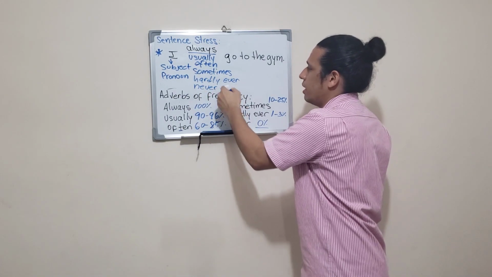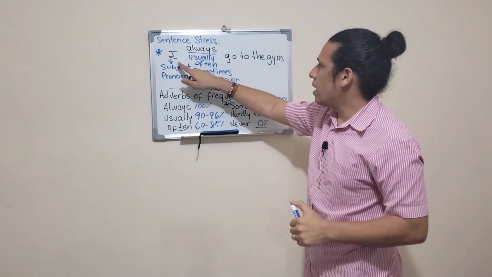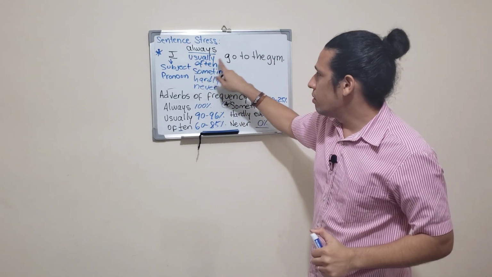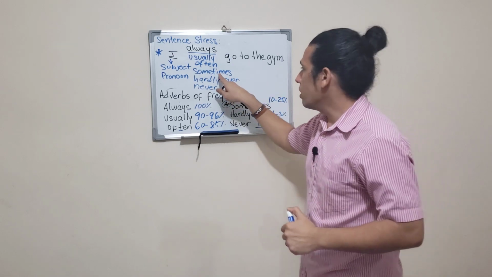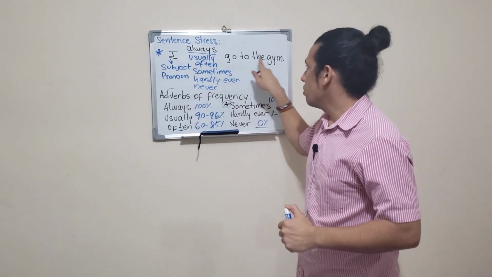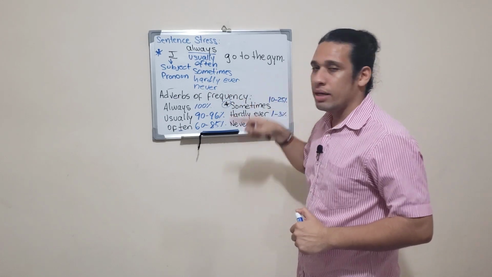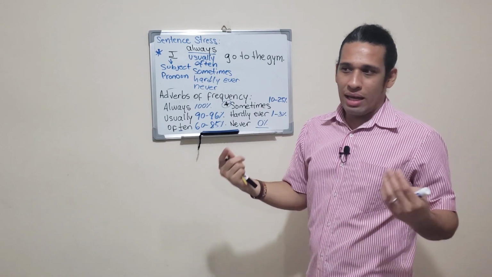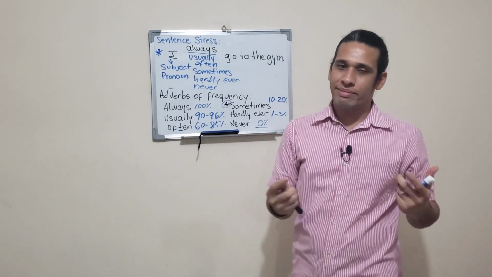So it will be something like, I usually, or I always go to the gym. I usually go to the gym. I often, remember, go to the gym. I sometimes go to the gym, or sometimes I go to the gym, and I hardly ever go to the gym. And lastly, I never go to the gym, like my case. Well, not never, I used to, but not anymore.